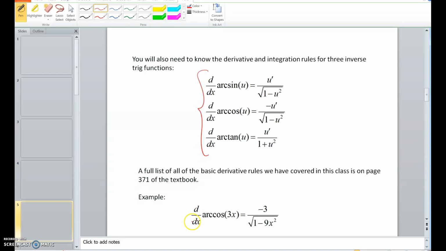If we were trying to take the derivative of arccosine of 3x, so that's this rule right here. We take the derivative of what's inside the arccosine function. We get 3, and then it needs to be negative, so it's negative 3. And then in the denominator, we have square root of 1 minus the square of whatever was in the arccosine function. So in this case, that's 9x squared. So it's just a pattern to memorize.